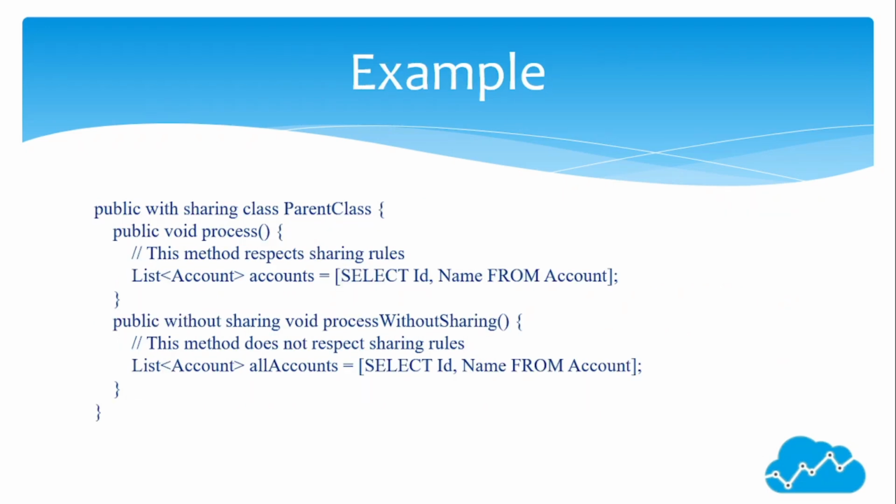Example: public with sharing class ParentClass, public void process. This method respects sharing rules. List<Account> accounts = [SELECT Id, Name FROM Account]. Public without sharing void processWithoutSharing. This method does not respect sharing rules. List<Account> allAccounts = [SELECT Id, Name FROM Account].